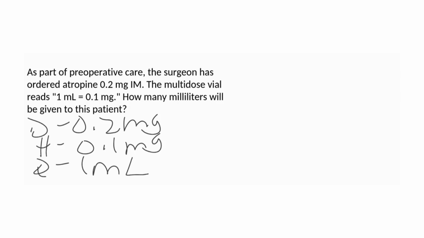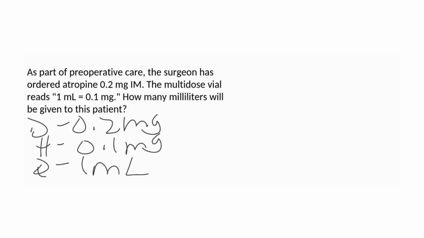Okay? Don't let how they present information to you throw you off. Look for your values when you're doing your D over H times Q or whatever problem you're doing. Look for the values that you need to work with out of the problem. If it's something that does not pertain to what you need to work with, don't put it in your problem. Just get the value that you need.